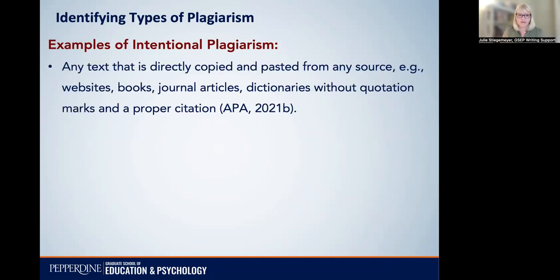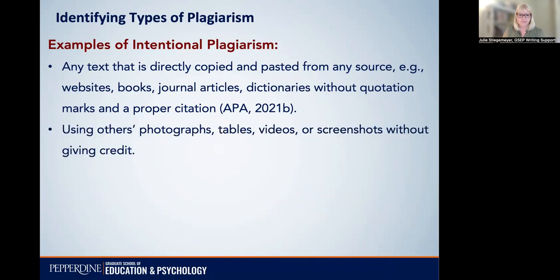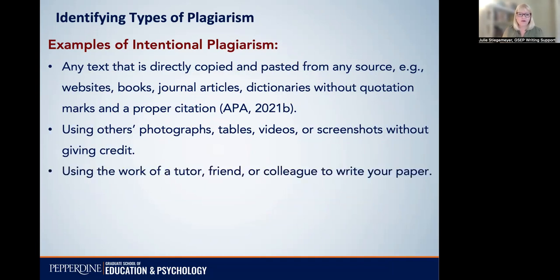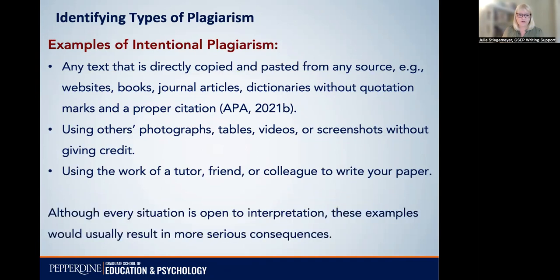Intentional or more obvious plagiarism is any text that is directly copied and pasted from any source, for example, websites, books, journal articles, or dictionaries, without quotation marks and a proper citation. It could be using others' photographs, tables, videos, or screenshots without giving credit, or using the work of a tutor, friend, or colleague to write your paper. Although every situation is open to interpretation, these examples would usually result in more serious consequences.